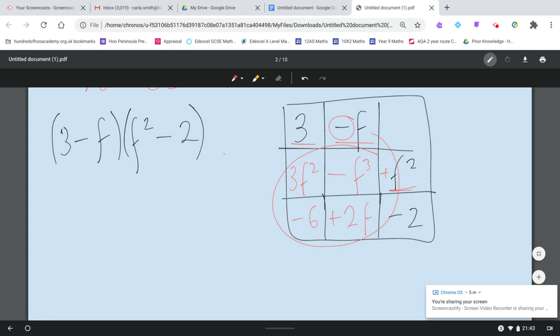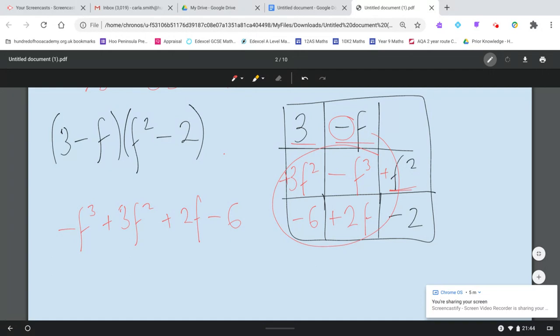I'm going to write them in order of power, so I'm not going to write them in the order of the grid. Generally, that's how you like to write bracket expansions. We call them polynomials, where you have like f cubed, f squared, f all in one expression. So with polynomials, when you're writing them, I tend to do it in the biggest power down. So negative f cubed plus 3f squared, because that was positive. That was a positive 3 there. Plus 2f minus 6.